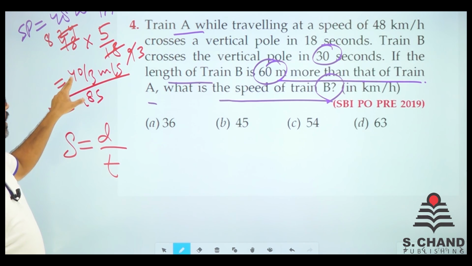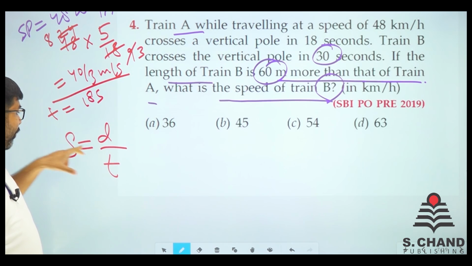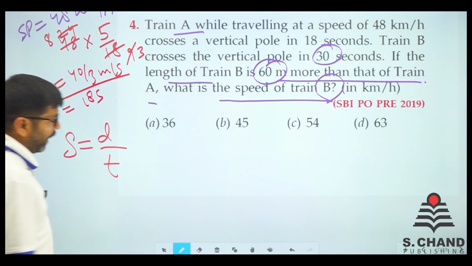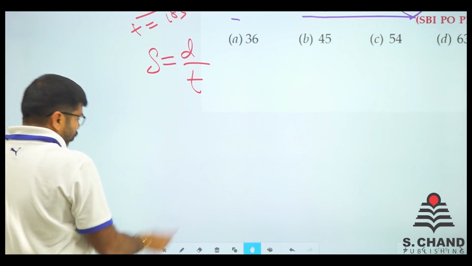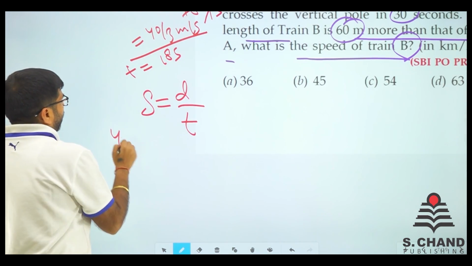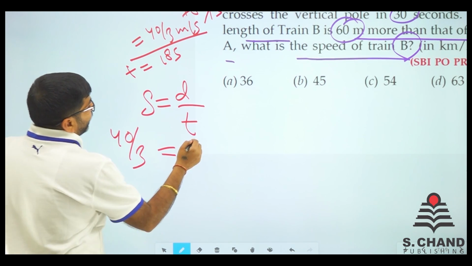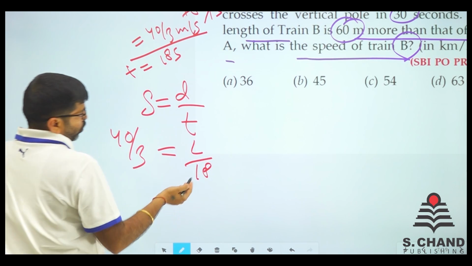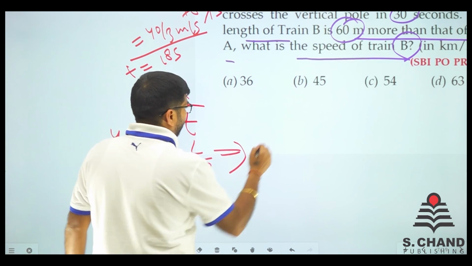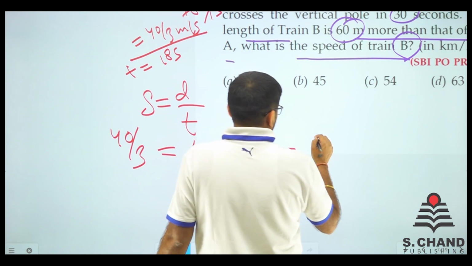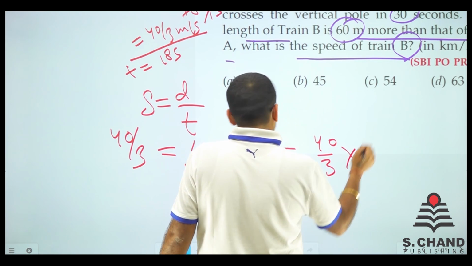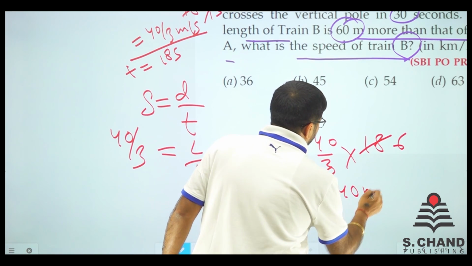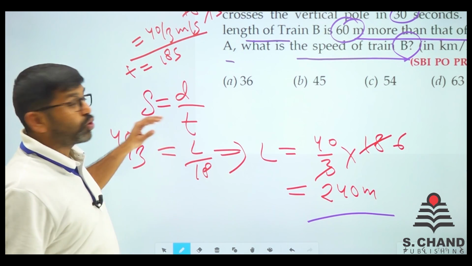And speed is 40 by 3 meter per second. So first we should find the distance, that is the length of train A, right? So for train A, speed is 40 by 3 meter per second. Length we need to find out and time is 18 seconds. So we write 18 here. So L is equal to 40 by 3 into 18. Here we go 6, so 6 into 40 is 240 meter, the length of train A.